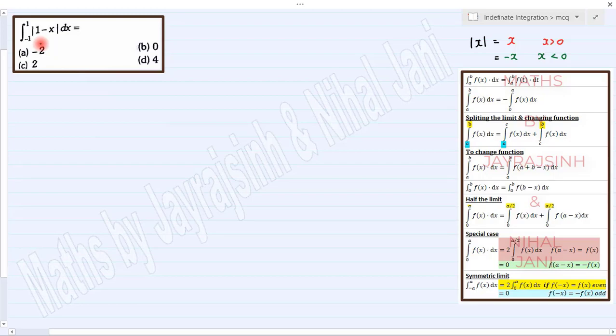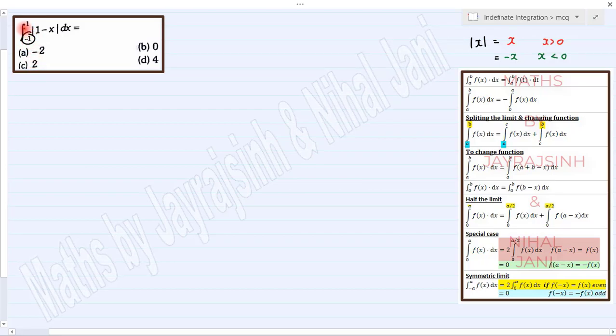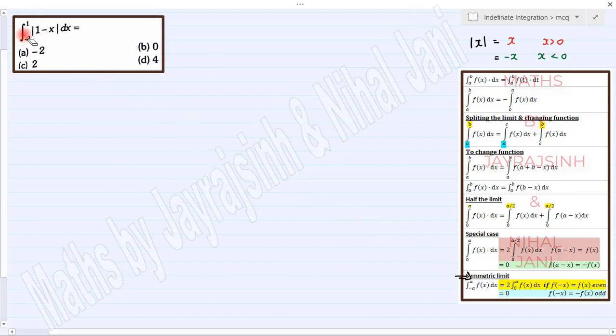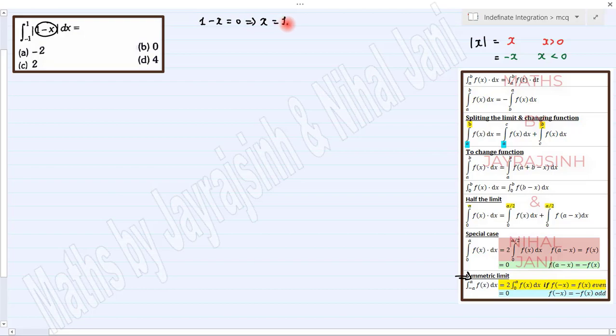Here we have to integrate mod of (1 minus x) from minus 1 to 1. We have symmetric limit, but if we check our function, we will get neither even nor odd. So the last property is not used over here. The function within the mod will be 0 at x is equal to 1.